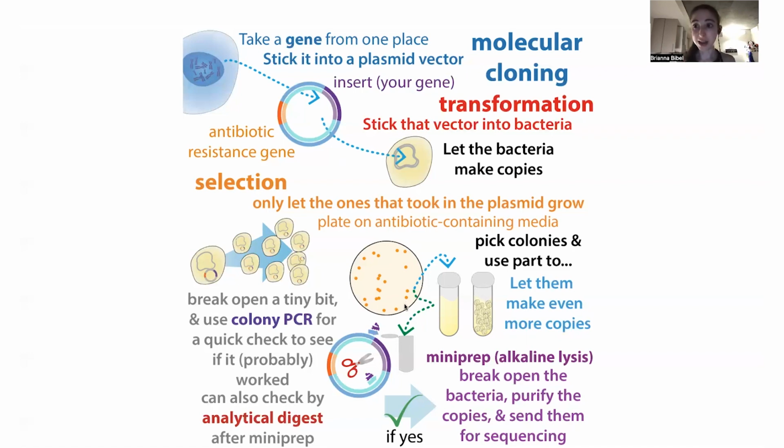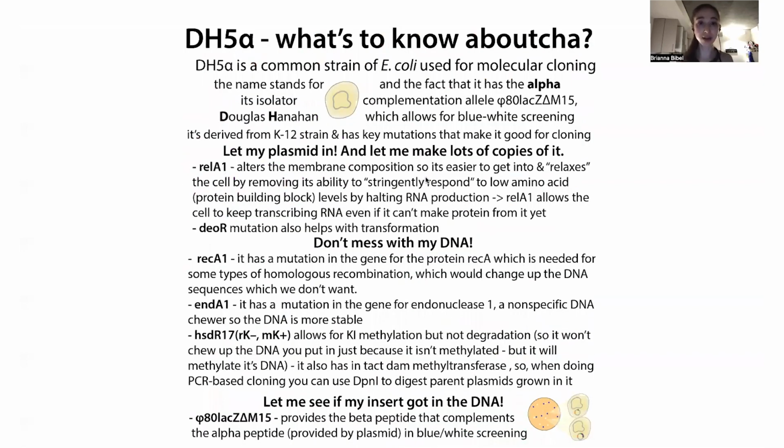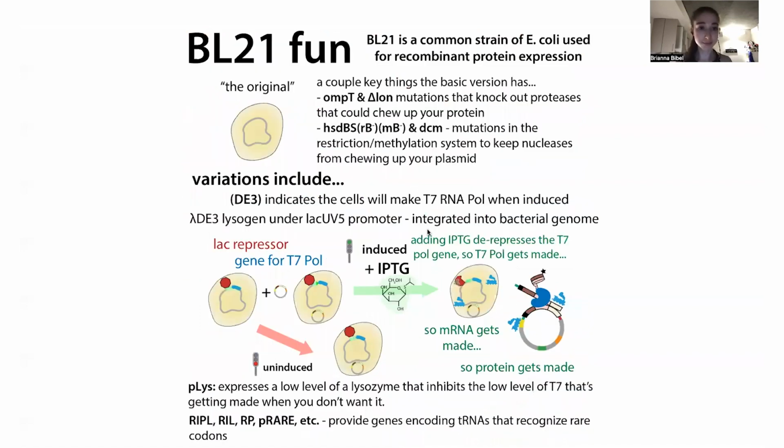So just make sure that they actually have the plasmid, that the plasmid sequence is right, and then actually make proteins and stuff. And so you can stick these plasmids into different types of cells, as we talked about in other posts. You have cloning cells where you're just going to make lots of copies of the plasmid, as well as expression cells. So the cloning cells would be things like these DH5 alpha cells. And then for expression cells, you might have things like BL21.